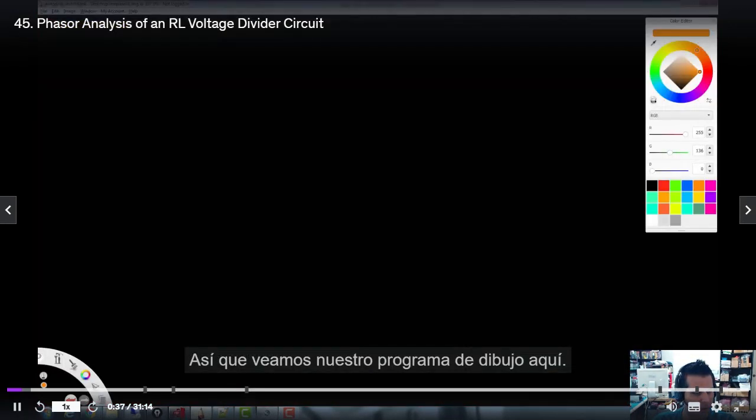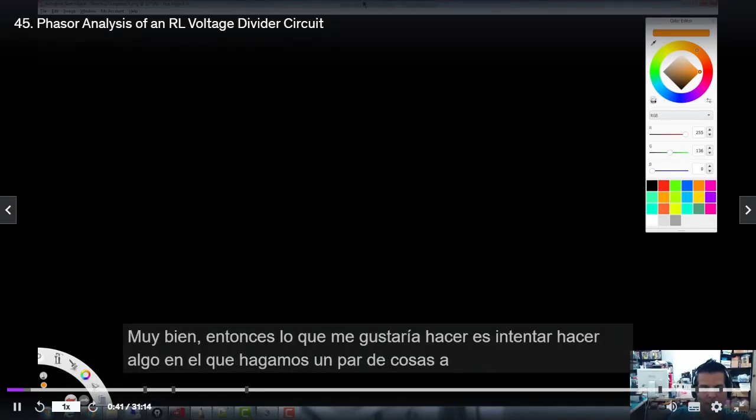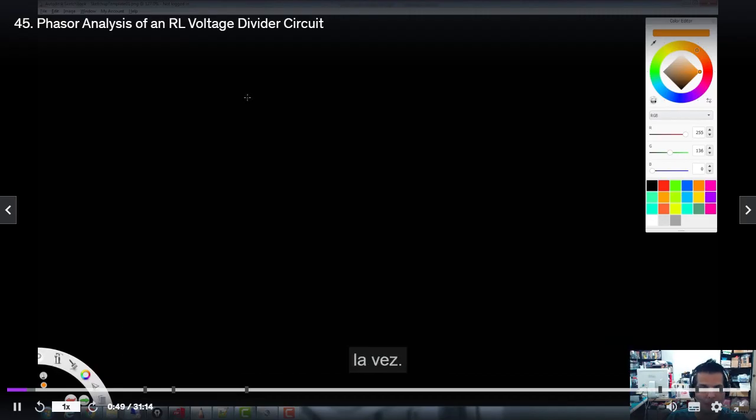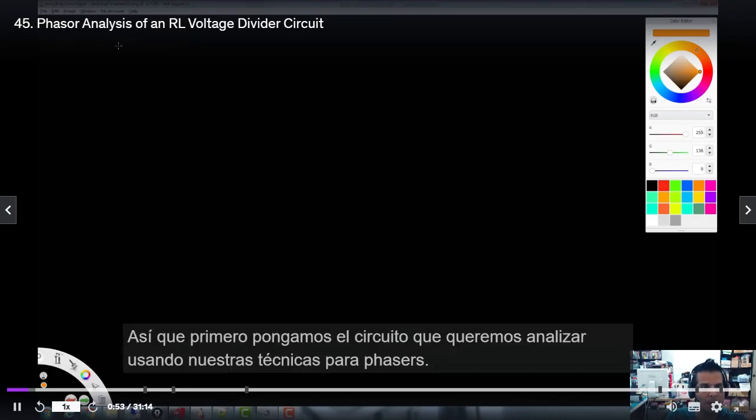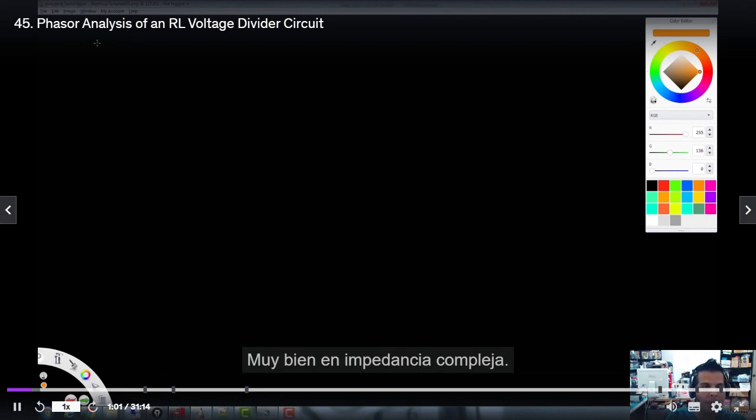So let's get our drawing program up here. What I'd like to do is try something where we simultaneously do a couple of things at once. This will be fun. First, let's put up the circuit that we want to analyze using our techniques for phasors and complex impedance.